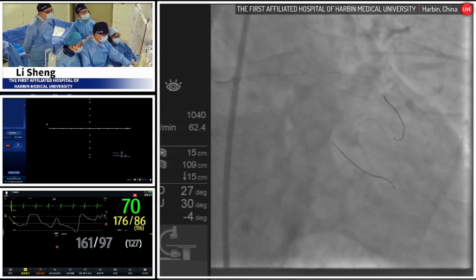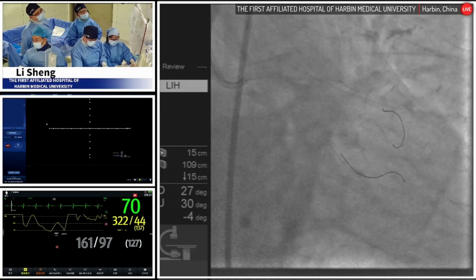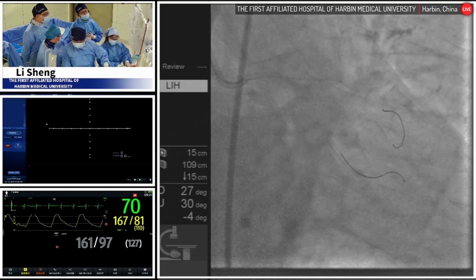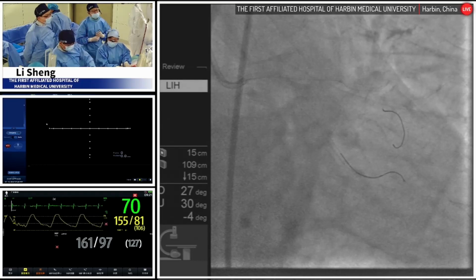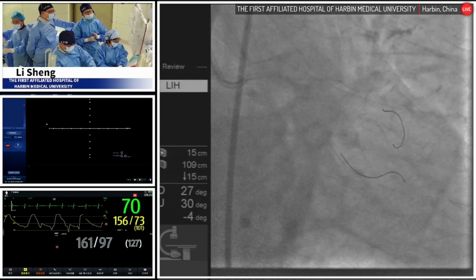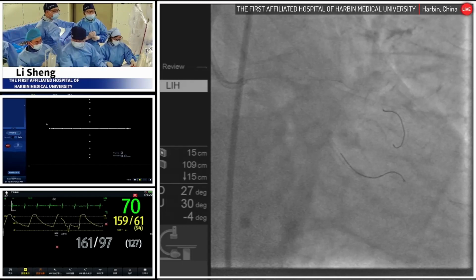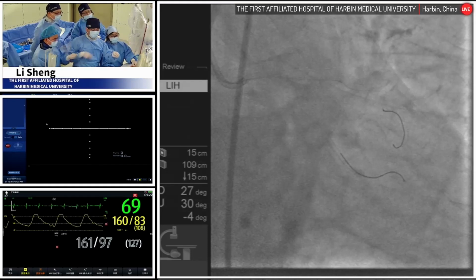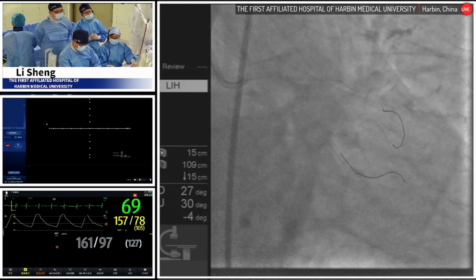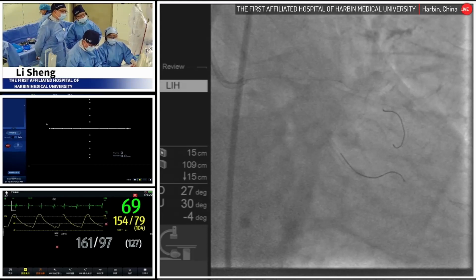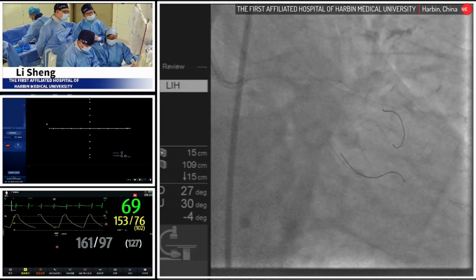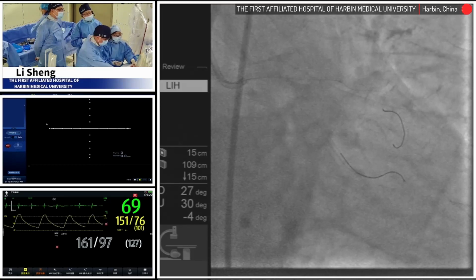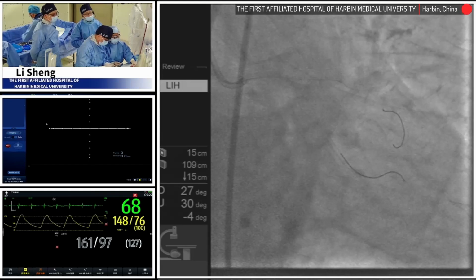Especially in this case, the cutting balloon cannot advance to the distal left main, and we should consider how to protect the circ. It's very difficult for us. The cutting balloon cannot advance to the left main distal. So we change to another scoring balloon to predilate. I think the cutting balloon has a bigger profile. That's why for this kind of tight lesion, it's kind of hard to deliver the cutting balloon. Yes.